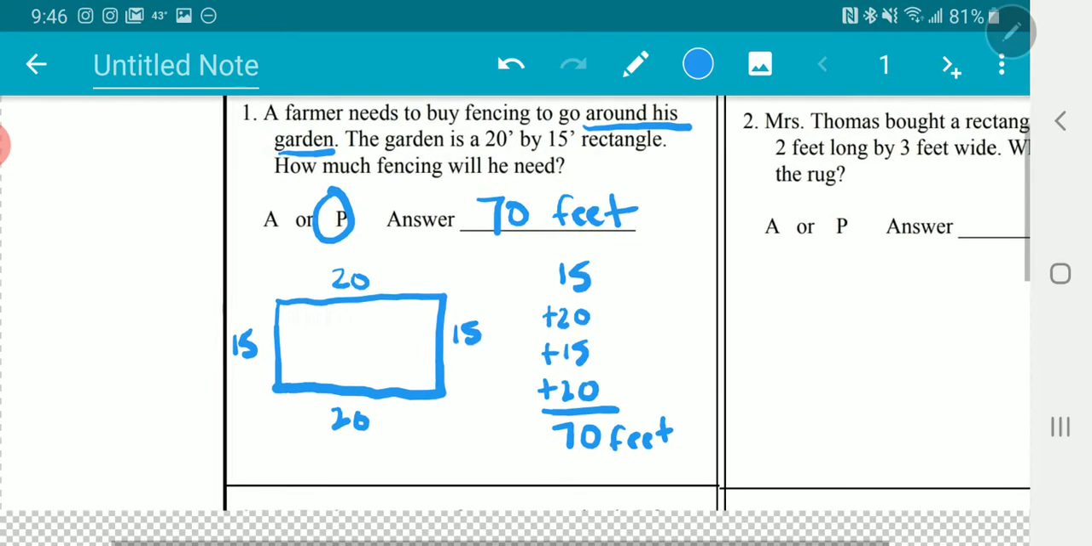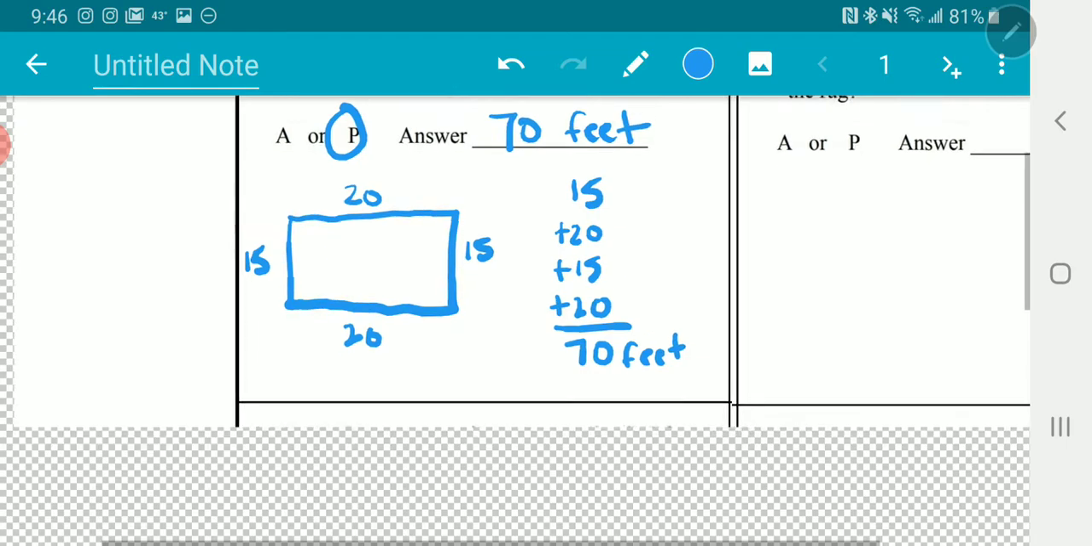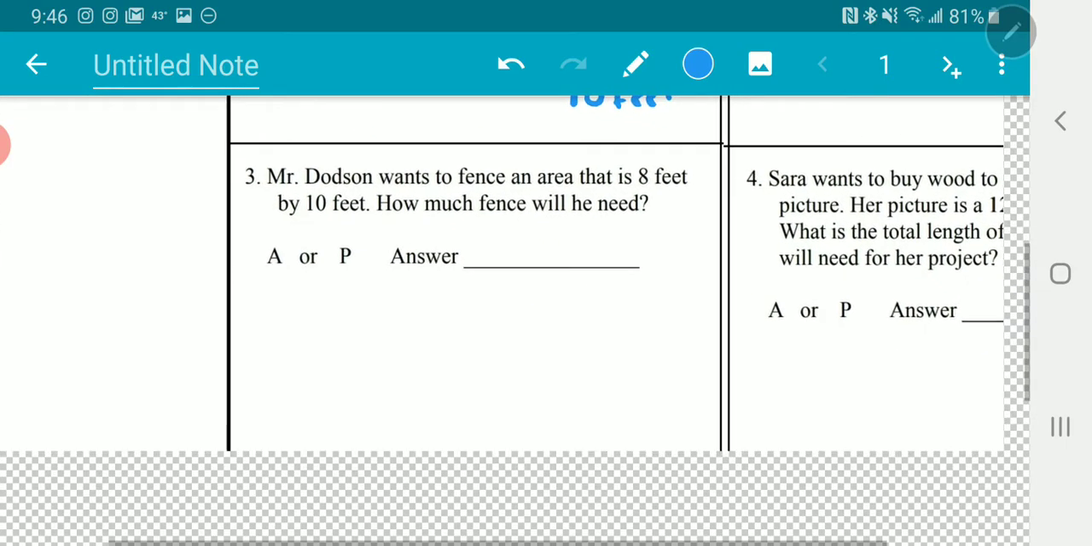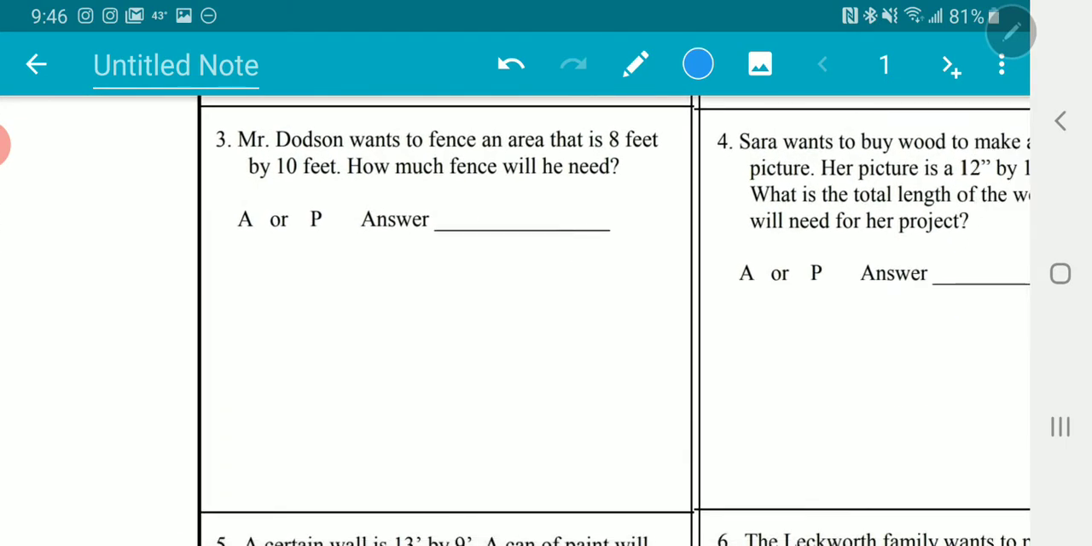I'm going to skip 2 for now because that one's going to be part of your homework. Question number 3 says, Mr. Dodson wants to fence an area that is 8 feet by 10 feet. How much fence will he need? Okay, again, we're going with this fence, right? So fences always cover the distance around something. So again, we've got a perimeter question.